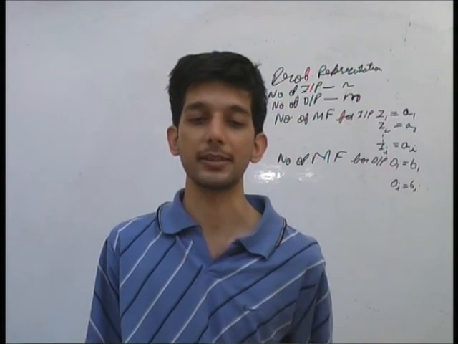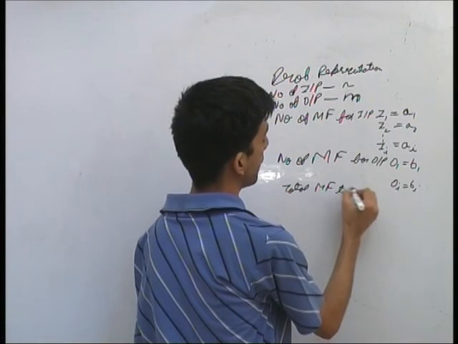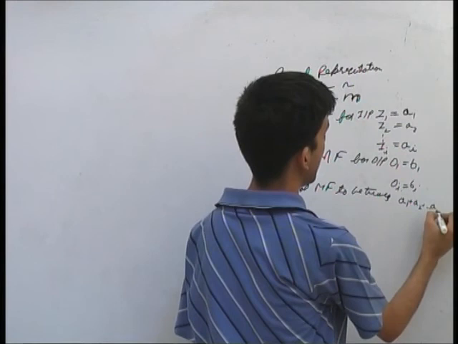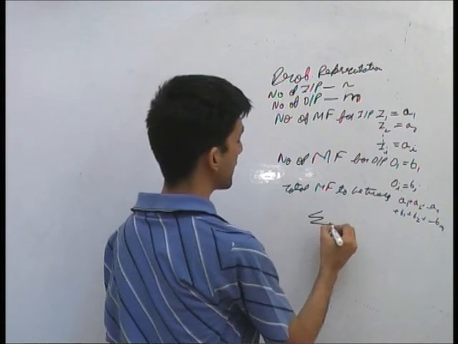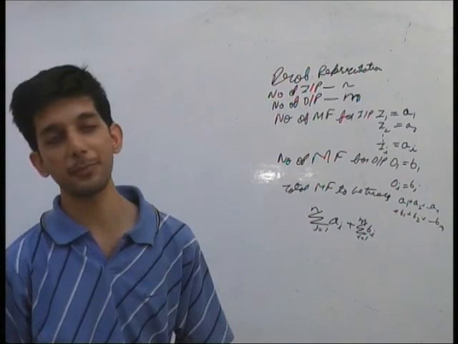So the total number of membership functions to be tuned using the genetic algorithm will be equal to A1 plus A2 plus AN plus B1 plus B2 plus BM. That is the summation of AI plus the summation of BI, with I varying from 1 to N over here, and from 1 to M over here. These are the total number of membership functions to be tuned.